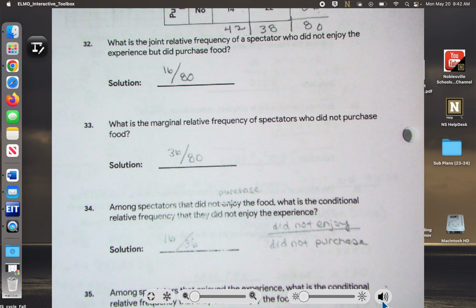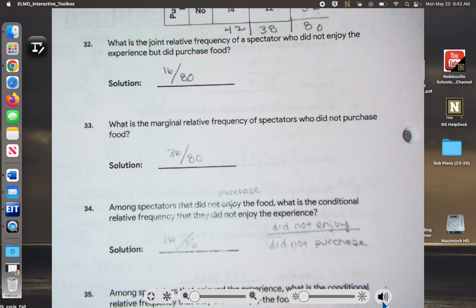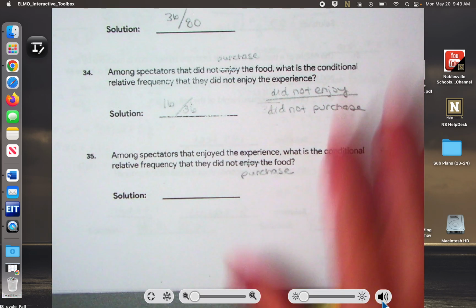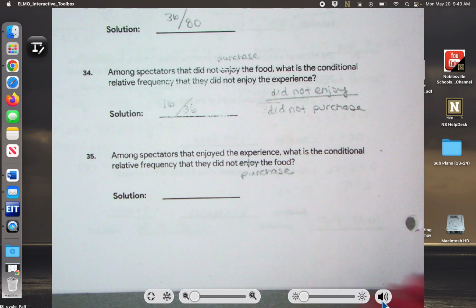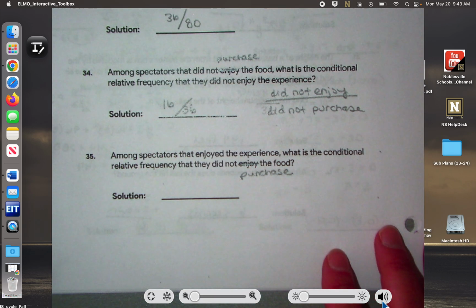Okay, among the spectators that enjoyed the experience, what is the conditional rather that did not purchase the food? So this was where we had to change that to purchase. And I'm sorry that it's like you can barely see my writing because it's glaring. I don't know. Maybe that'll help.